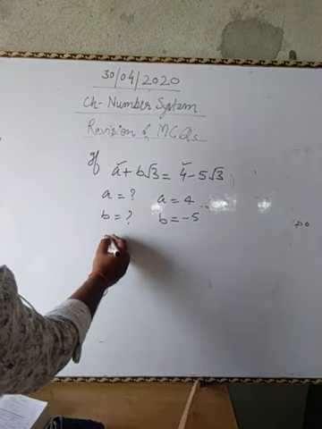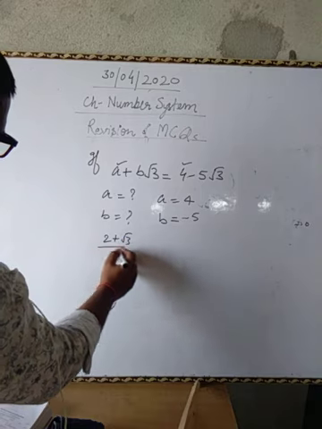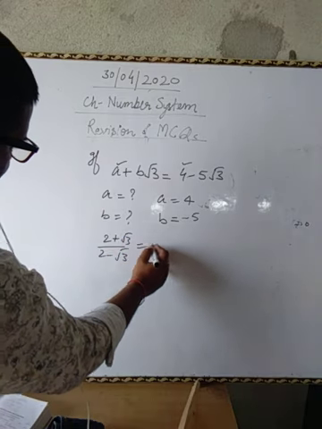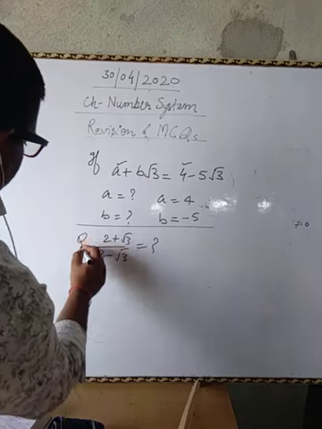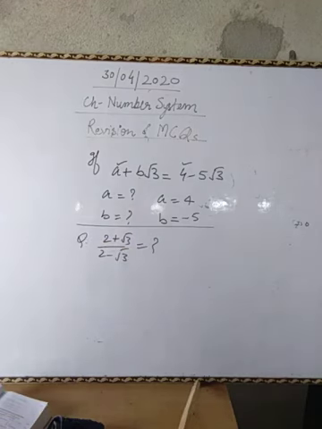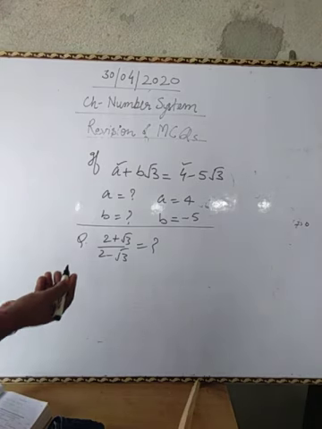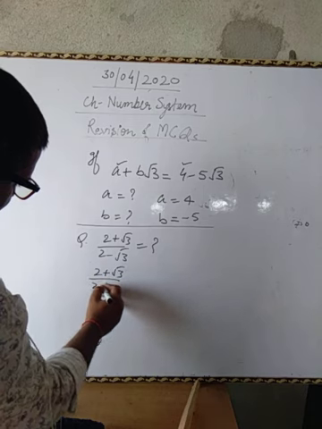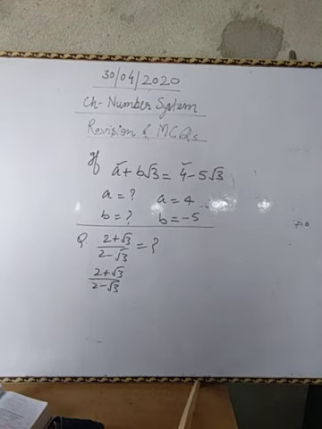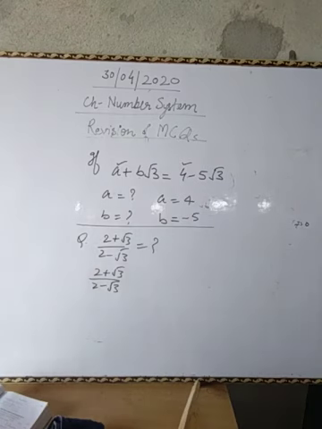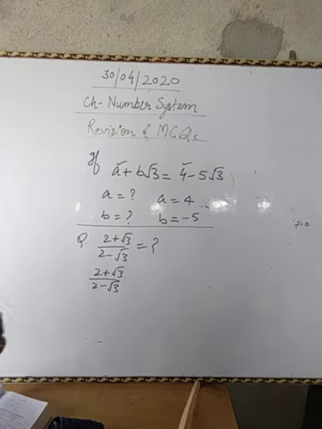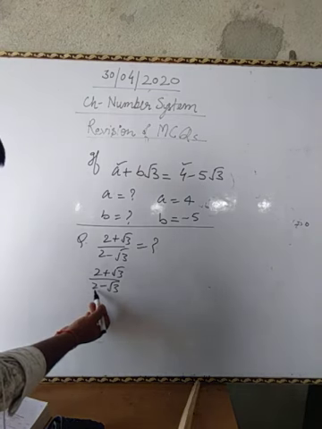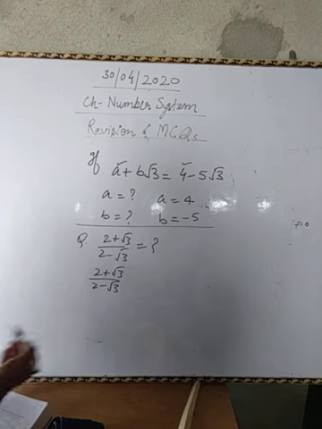We can take some more examples, like 2 plus root 3 upon 2 minus root 3 equals what? This is the new question. Again, as I did in the previous question, we will solve this. It will take hardly 1 minute. Rationalization means making the denominator free from irrational numbers. So, we will write the conjugate, and the conjugate of 2 minus root 3 is 2 plus root 3.